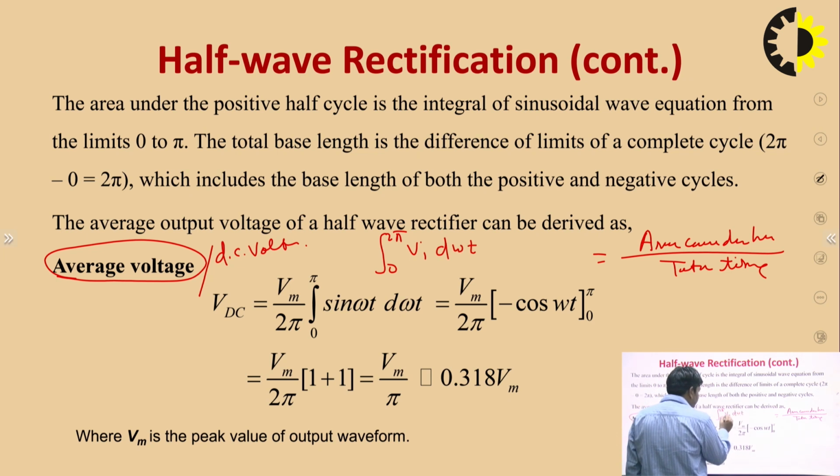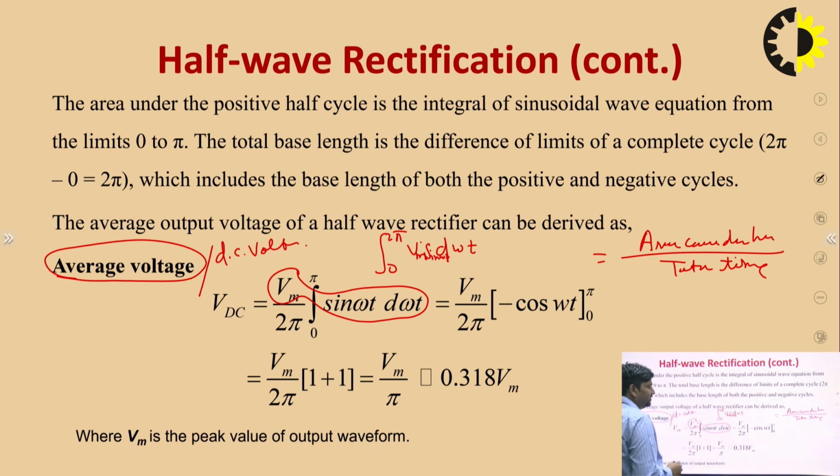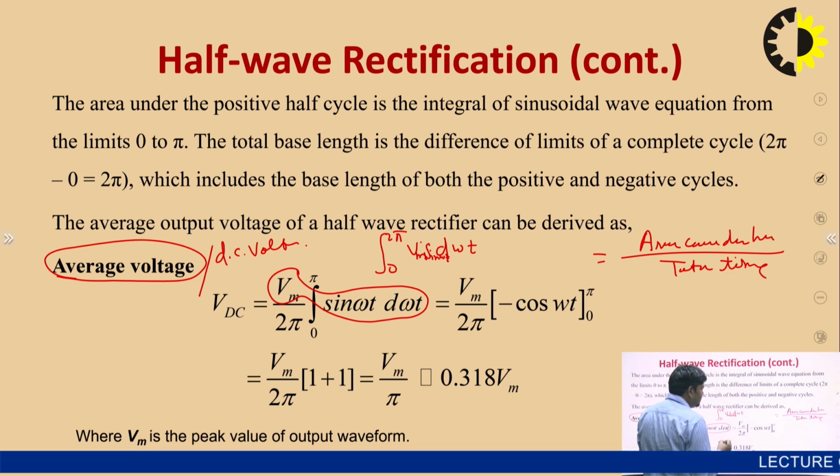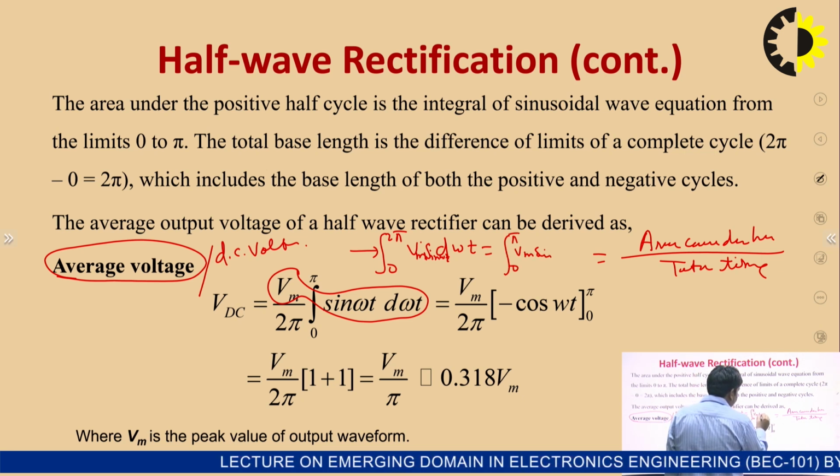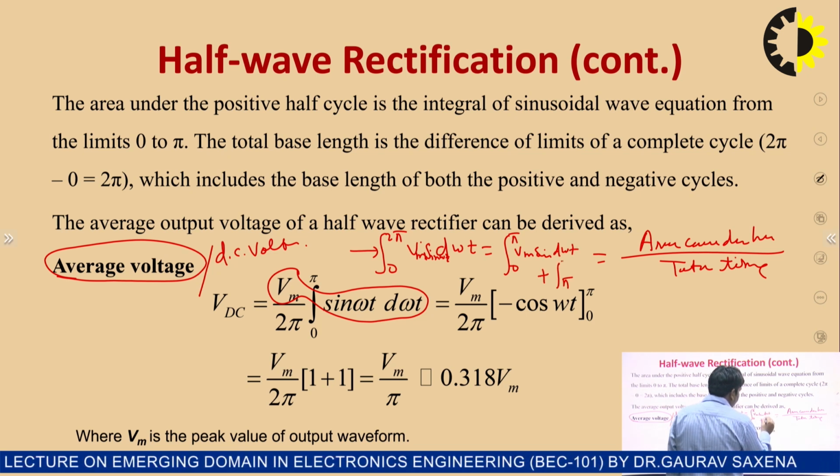What is Vi? Vi is equal to Vm sin omega t d omega t. Because this is a half wave rectifier circuit, only the signal from 0 to pi is rectified. So, we divide this integral into two parts: 0 to pi Vm sin omega t d omega t, plus pi to 2 pi Vm sin omega t d omega t.